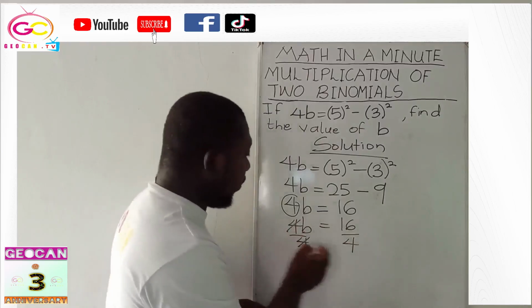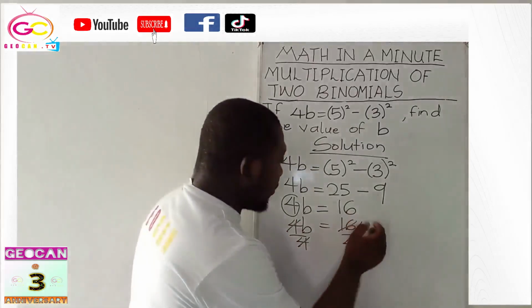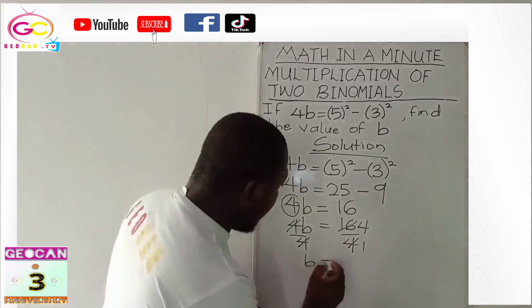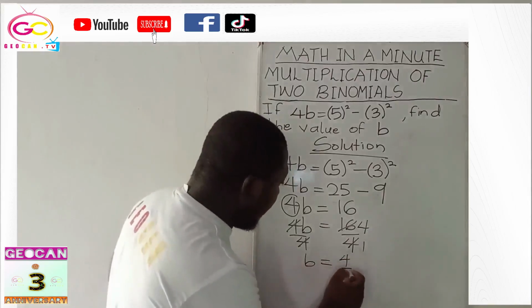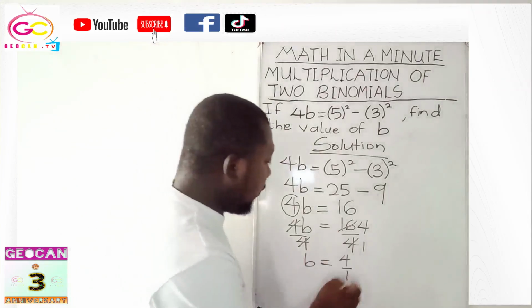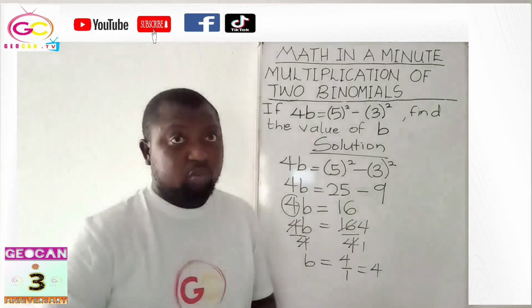Now 4 cancels 4. Now 4 will go into 16 how many times? 4, 4, 16, and 4 will go into itself what? 1. So what it means is that b will be equal to 4 over 1. And in math, any number over 1 at all is the same as that number. So 4 over 1 is the same as what? 4. So the value of b is equal to 4.